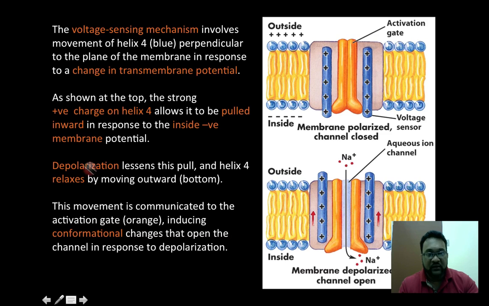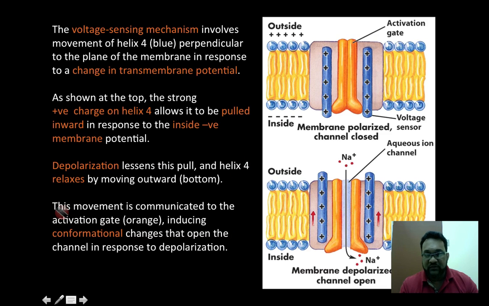So you see here, depolarization lessens this pull, and helix 4 relaxes by moving outward. Because when depolarization takes place, the inside is no longer negative. So there's no longer that attraction here. Alright? Because here is going to become positive when there's depolarization. So the voltage sensor is no longer pulled inward. It relaxes, it moves outward.